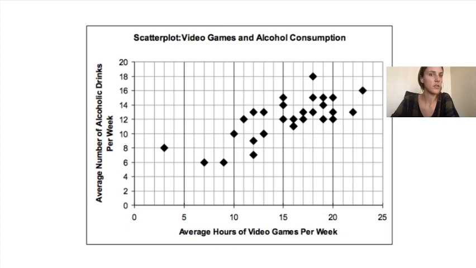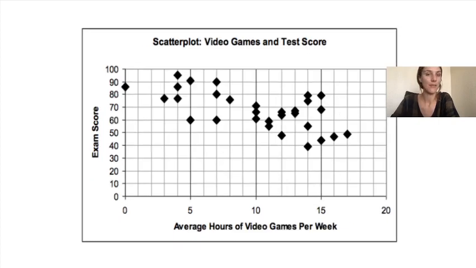This one was interesting to me. I thought that maybe video gamers might have another substance of choice, maybe not alcohol, but here we have a positive trend. And here is a negative correlation: exam scores and average hours of video games per week. As hours go up, exam scores go down generally. So just take a look at the general trend here.